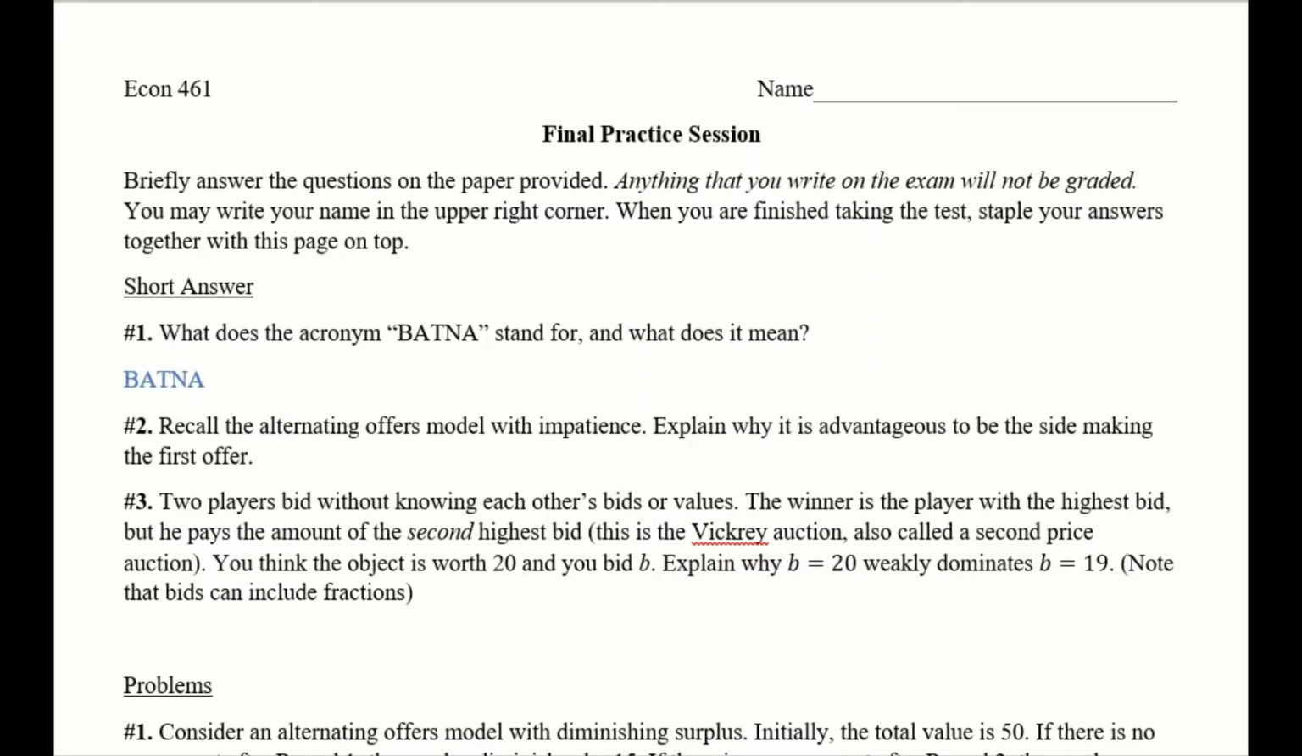So what BATNA stands for is best alternative to a negotiated agreement. The idea is that this represents what each player could get if no deal is reached.